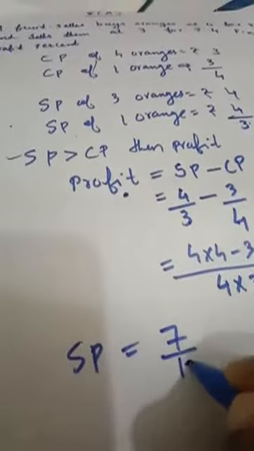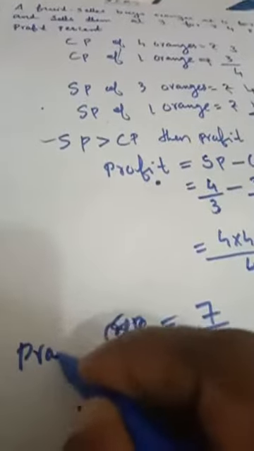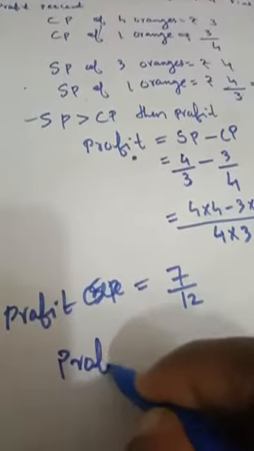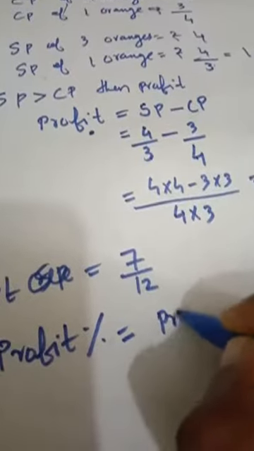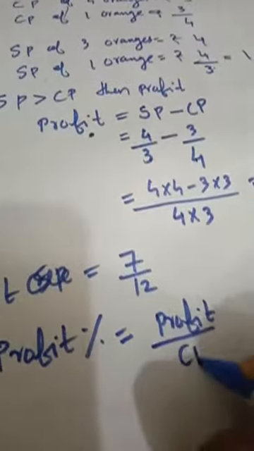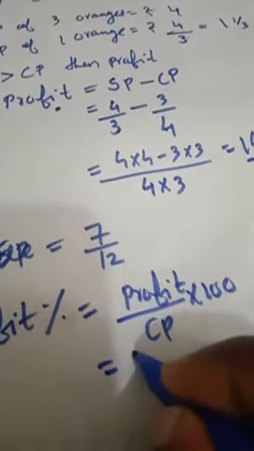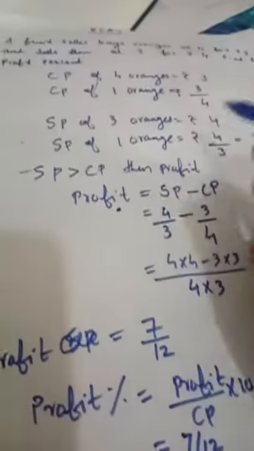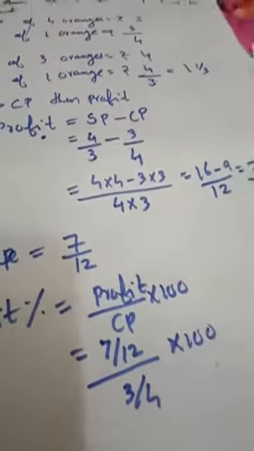Now we want to find profit, not SP. Profit is equal to 7 by 12. Now we find profit percentage. What is the formula for profit percentage? Profit by CP into 100. So profit is 7 by 12, by what is CP? CP of one item you can take, 3 by 4, into 100.